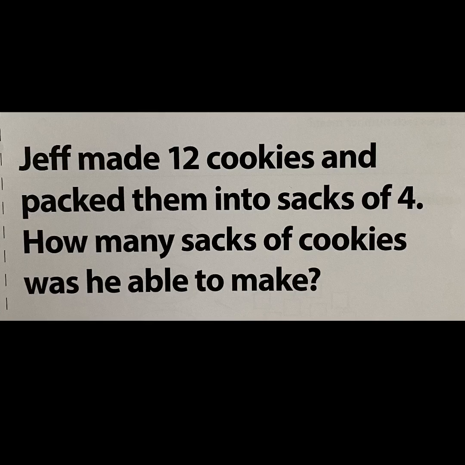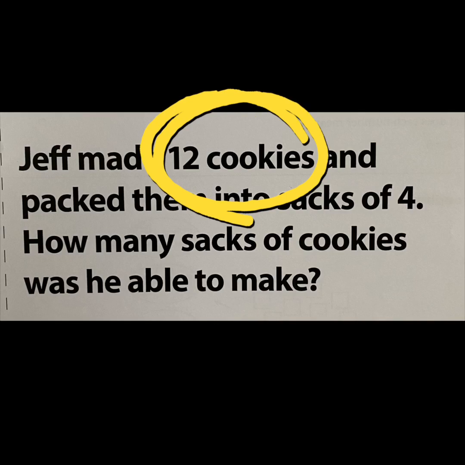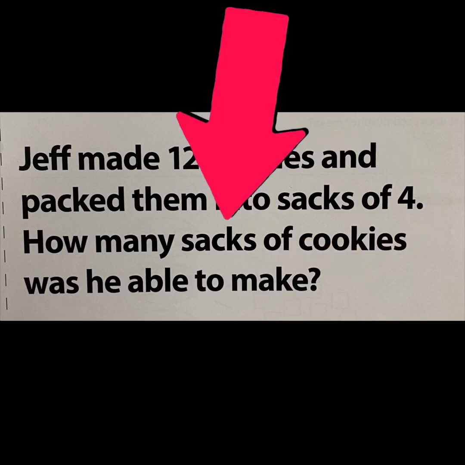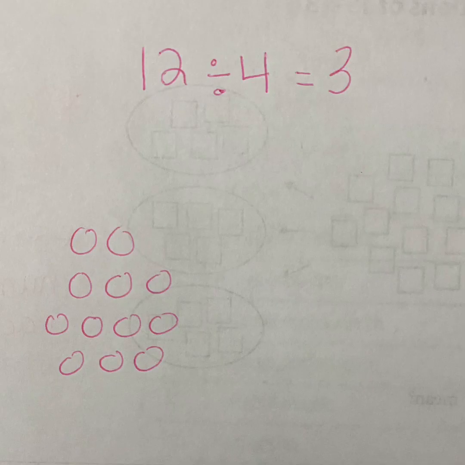Let's take a look at another problem. Jeff made 12 cookies and packed them into sacks of 4. How many sacks of cookies was he able to make? So we still have 12 cookies. This time, though, the cookies are already in sacks of 4. We need to focus on how many sacks of cookies he was able to make.